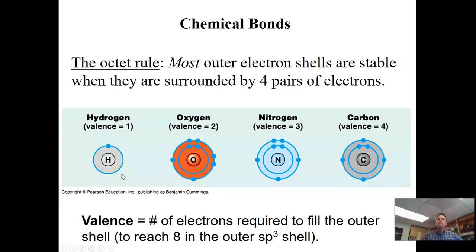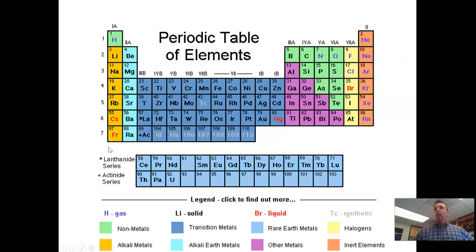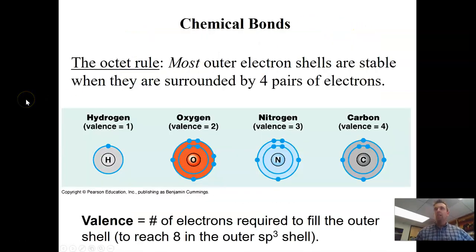Hydrogen's unique. Its valence is 1 even though it only has 1 in its outer shell. Remember, hydrogen is up here in this row. Its outer shell, which actually is the innermost shell of most of these, only needs 2. So its valence is 1 because it's only 1 away from having its unique shell filled. Right? So hydrogen will make 1 bond to share 1 electron to fill its outer shell.